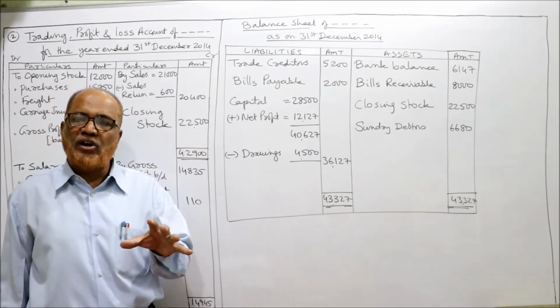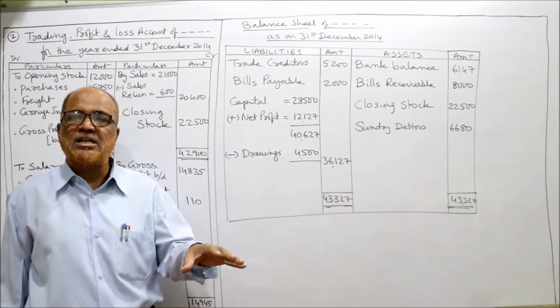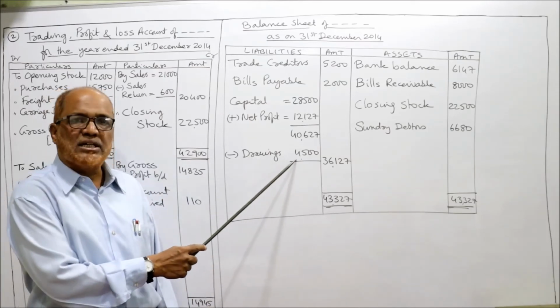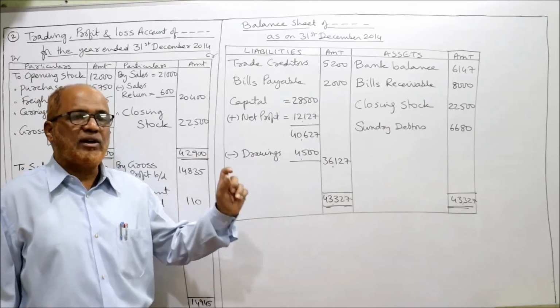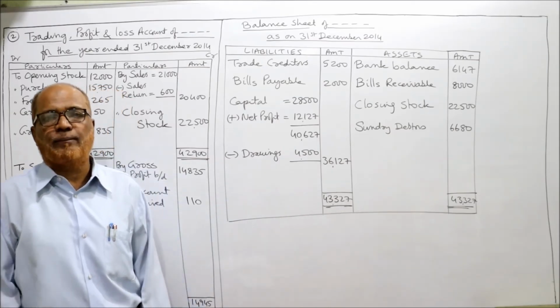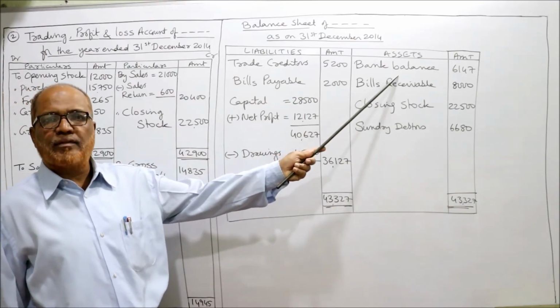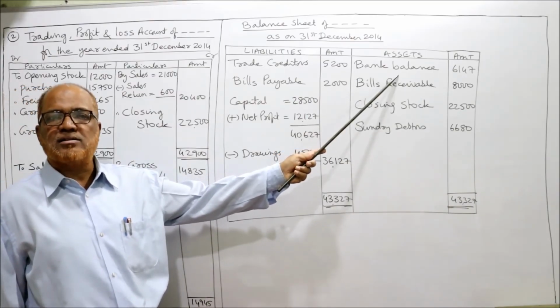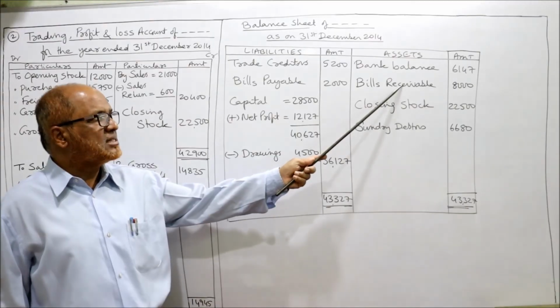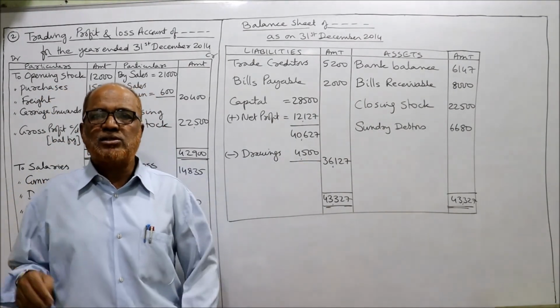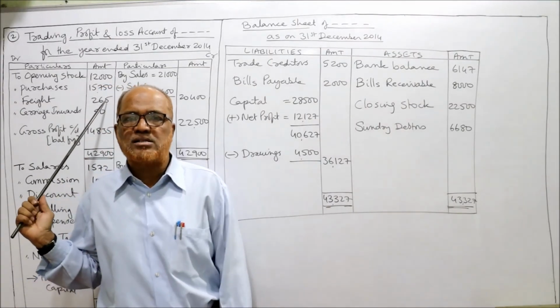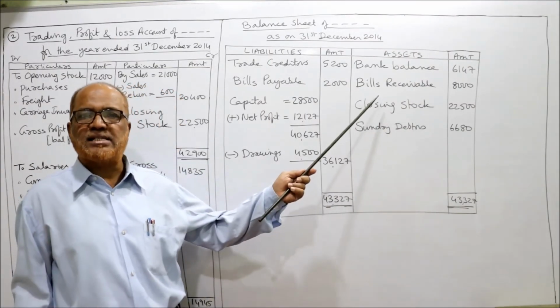Drawings are the amount withdrawn by the owner for personal use. The drawings will be deducted. The net amount 36,127 is the capital at the end of the year. Now asset side, bank balance. First we take the liquid assets, current assets. So bank balance, bills receivable, closing stock. I told you closing stock will appear twice. Once closing stock we have taken in trading account credit side. Again closing stock we are taking on the asset side.